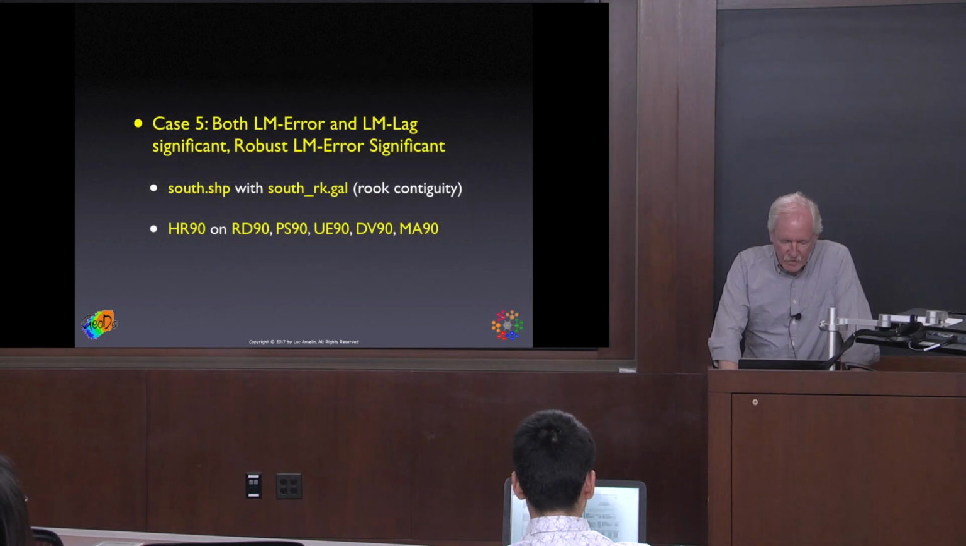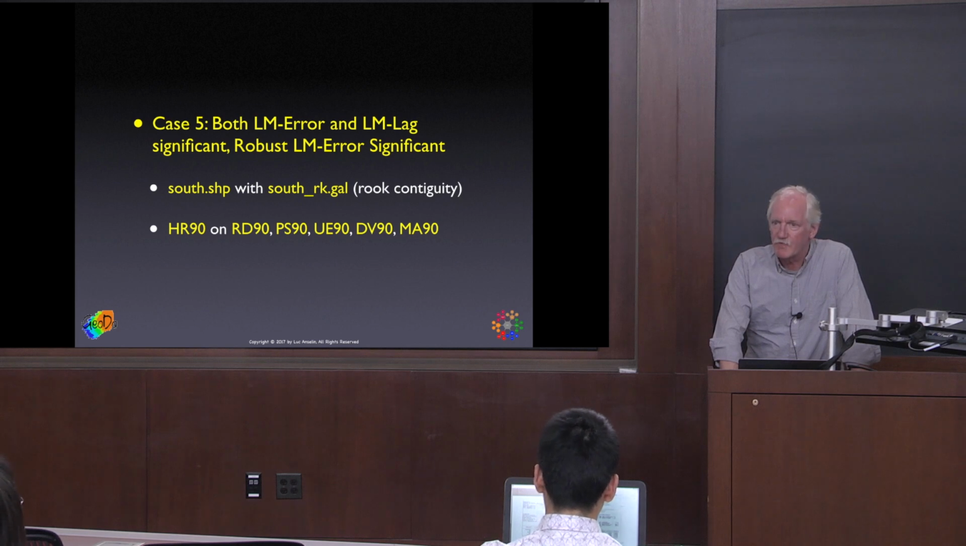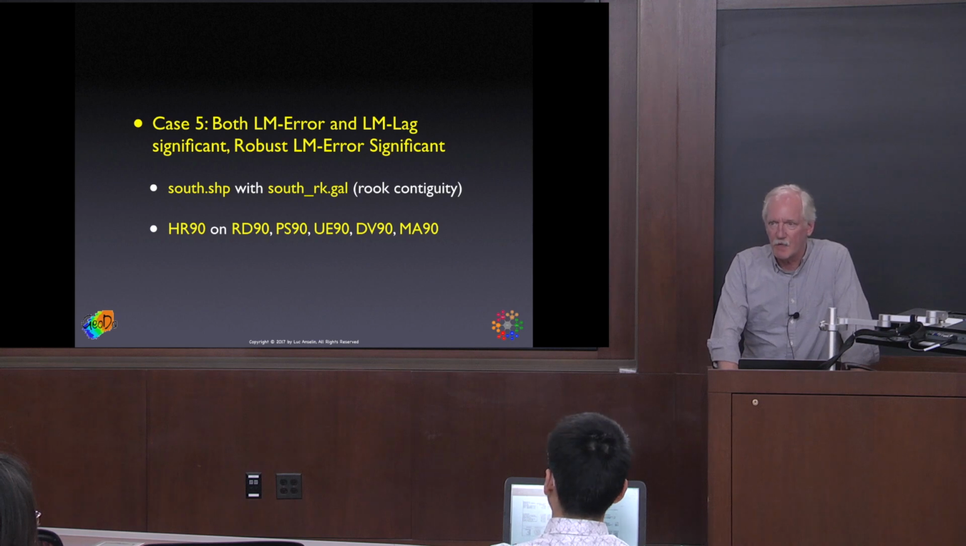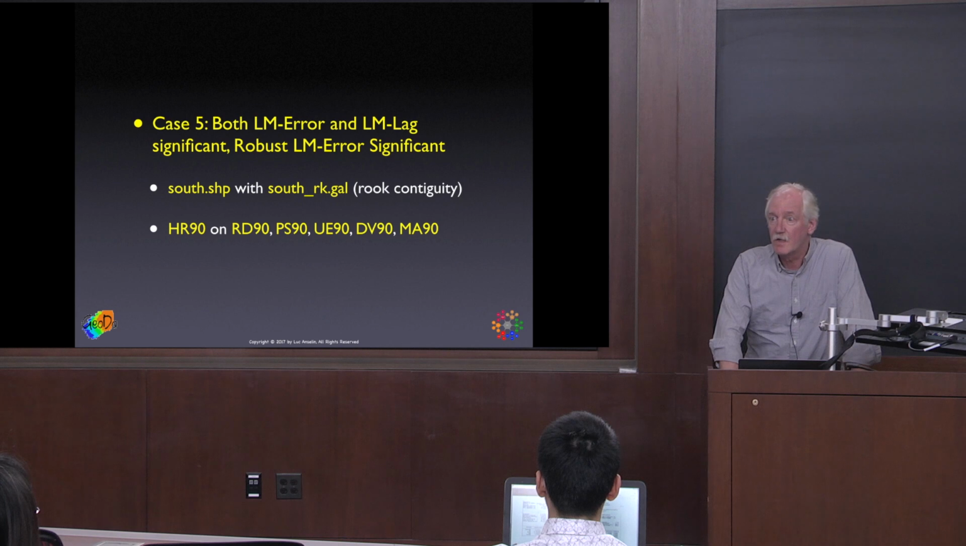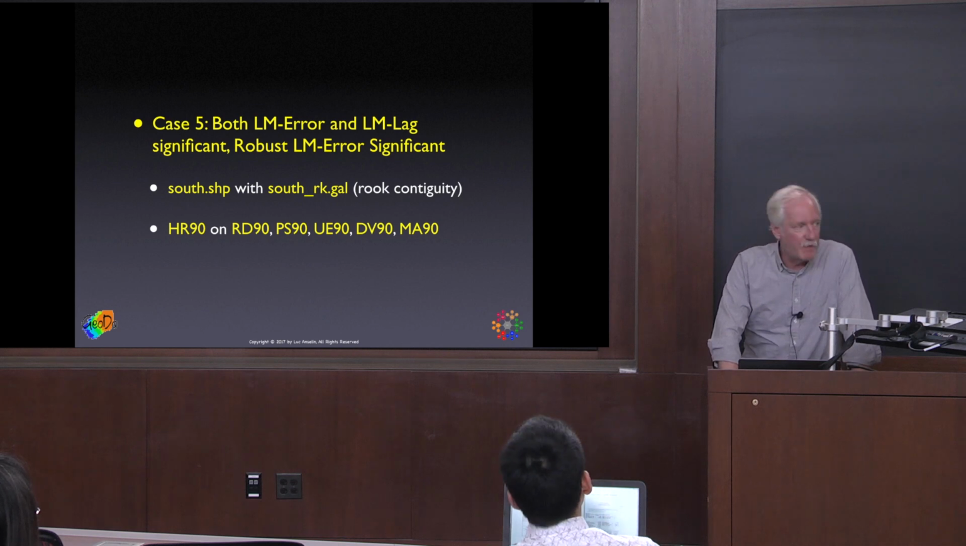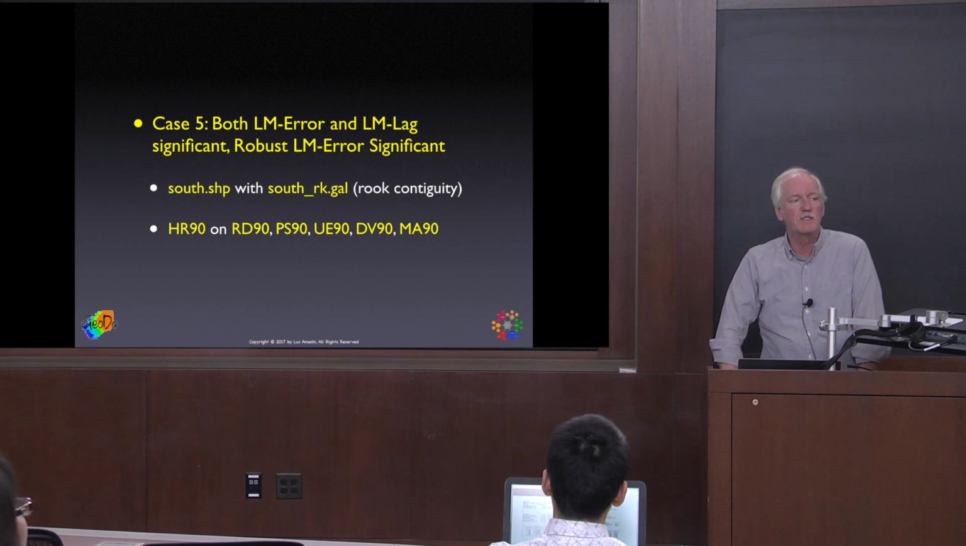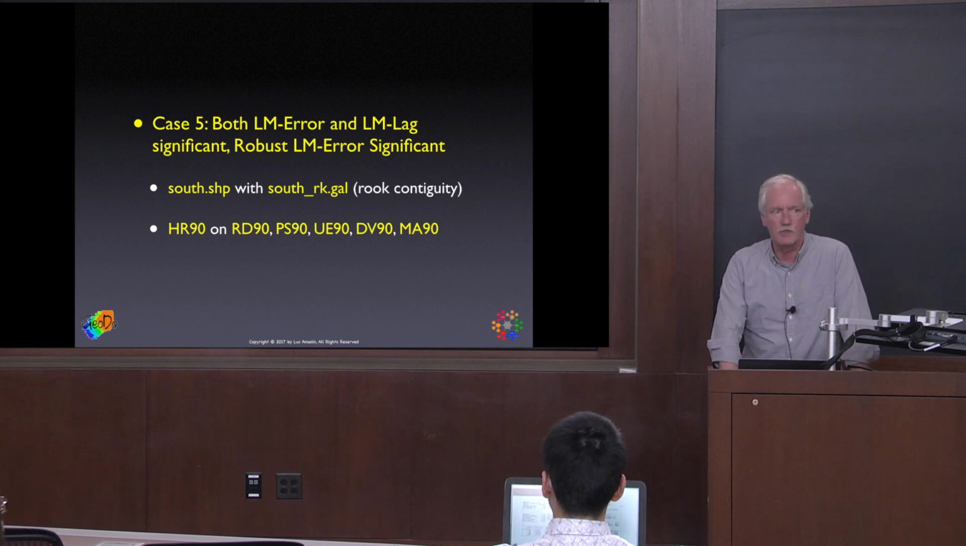This is what I meant. Both of them are significant, but only one of the robust ones is significant. So the previous example was an example where you would not estimate any spatial model. In fact, any spatial dependence model, it's likely that Moran's I picks up some spatial heterogeneity of some form.